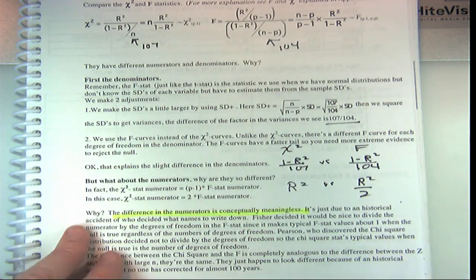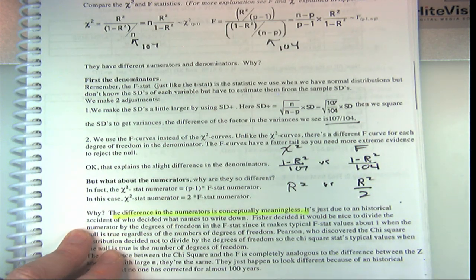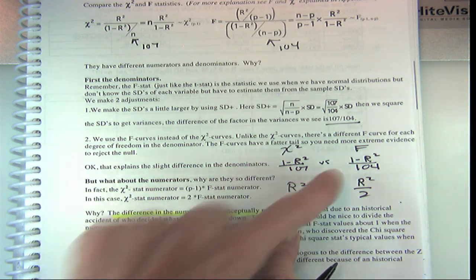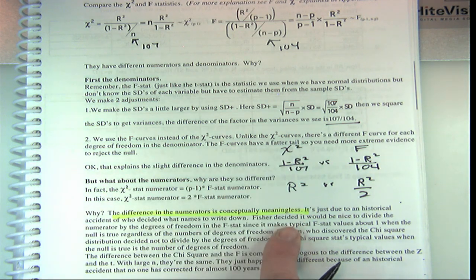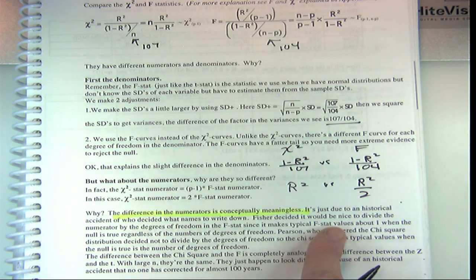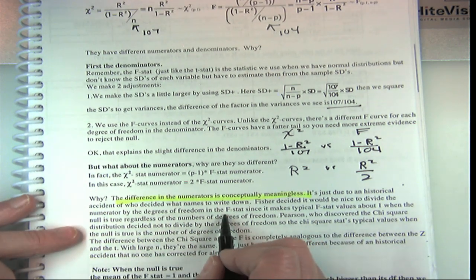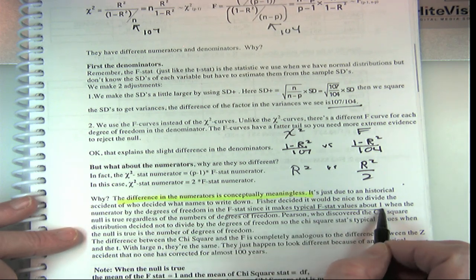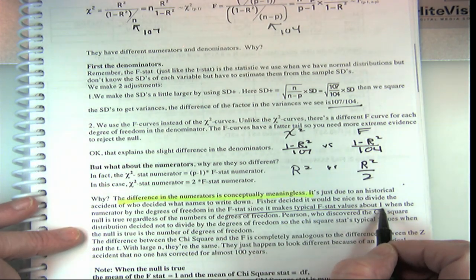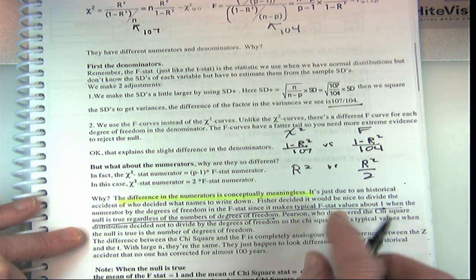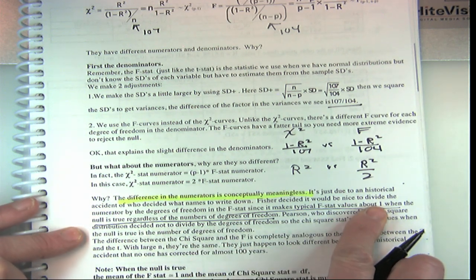It's just a historical accident of who decided to name what. There are these 2 very famous men, Fisher, that's why F-test, Fisher. He thought it would be nice to divide the numerator by the degrees of freedom. I think it's great too, since it makes typical F-stat values about 1 when the null is true, regardless of the number of degrees of freedom. It makes them about 1.